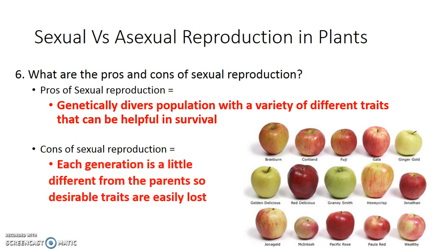The problem with sexual reproduction is that each generation is a little different from the parents. When you go to the store, you want all your Granny Smith apples to be the same. So if we allow that Granny Smith apple to keep on sexually reproducing, they won't all be the same. They'll be a little bit different. And as a result, if we just let all of our apples sexually reproduce all over the place, we would never get two apples that were exactly the same. This is the problem with sexual reproduction. Yeah, you get genetic diversity, but that genetic diversity means your traits aren't kept consistent.